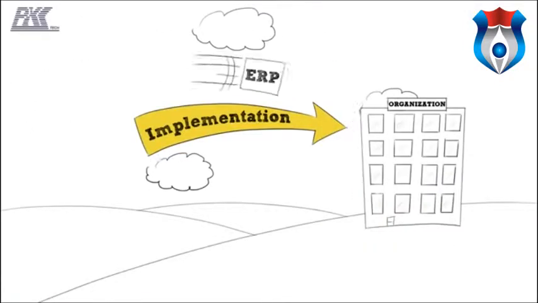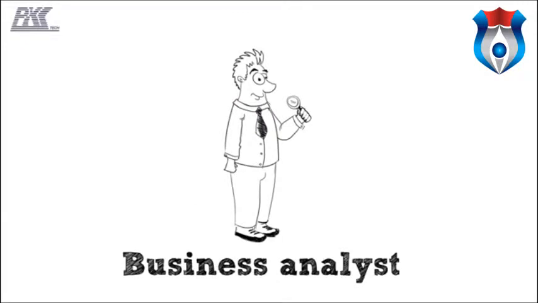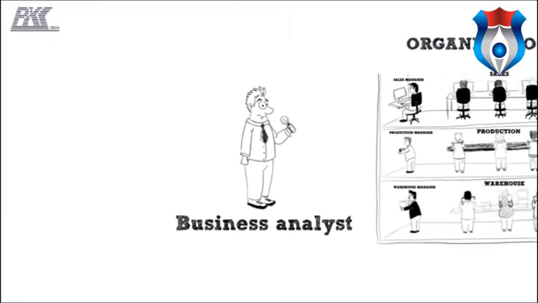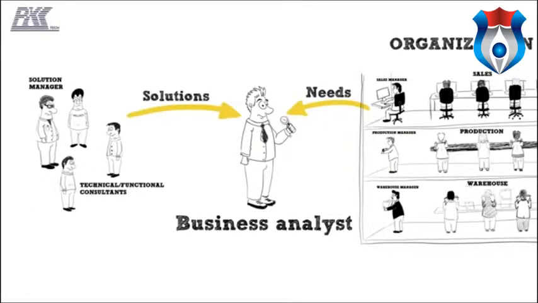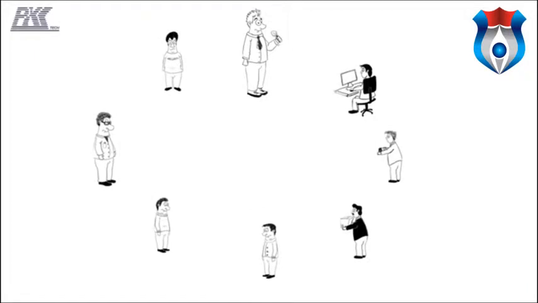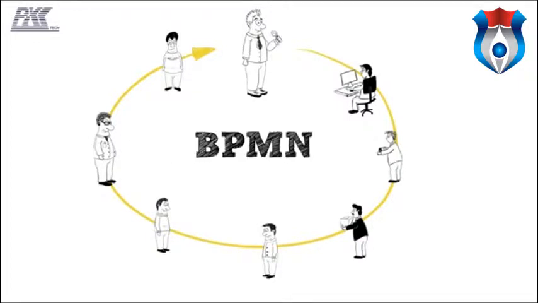When implementing a new ERP system in an organization, you, the business analyst, are confronted with different people with different needs. To provide them with a solution, you need a technical team. Breaking the communication barriers between these people is key, and therefore you need a modeling language that everyone can understand. There is one, BPMN, which uses a fixed set of objects and rules to visualize business processes.